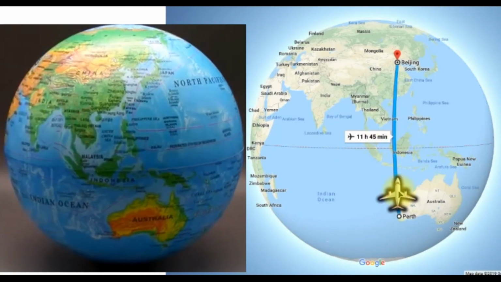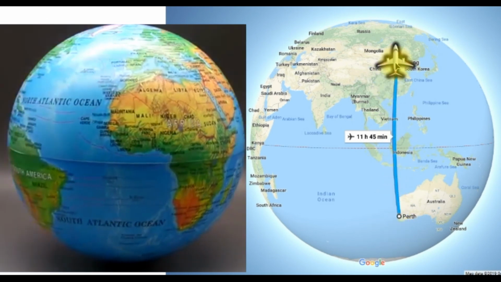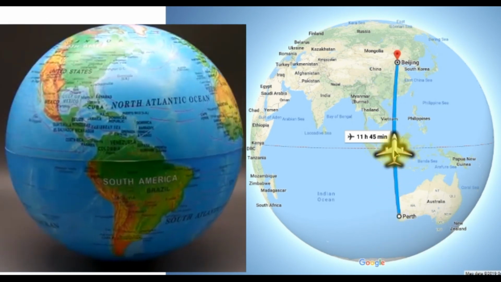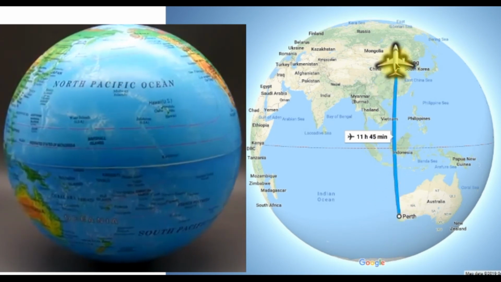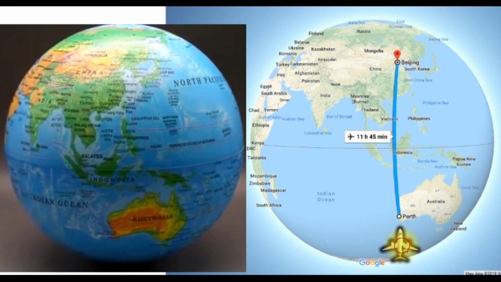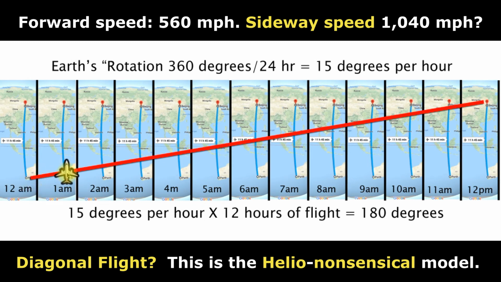Consider another flight, this one going from Perth to Beijing, also flying from south to north, while the Earth is spinning at 1,000 miles per hour. At the end of this flight, which takes about 12 hours, and it takes 12 hours for the Earth to rotate from one side to another, 180 degrees, by the time this plane reaches its destination, it will have flown sideways faster than it's going forward. So all those are difficulties that you have to explain on a globe Earth.